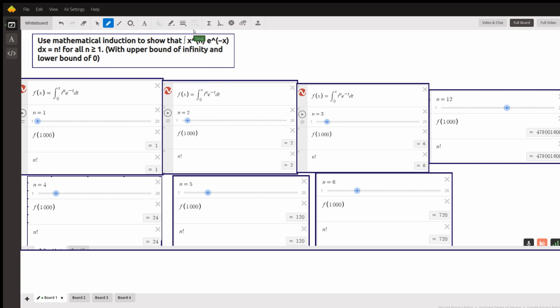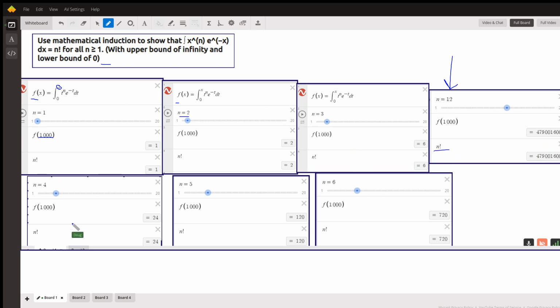So first of all, the pictures on this page help to convince us that this indeed is true. Here's the original function, where letting x be 1,000 is like letting the upper limit be infinity. When n is 1, f of 1,000 is 1, and n factorial is 1. If we increase n to 2, f at infinity is 2, and n factorial is 2, and so on. Look at this one: when n is 12, f at infinity is 479 million, and so is n factorial.